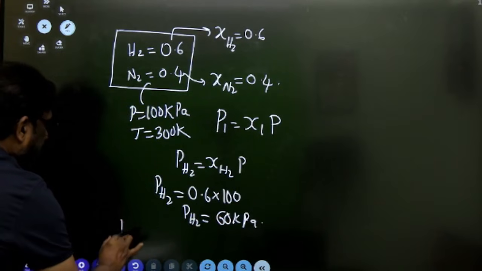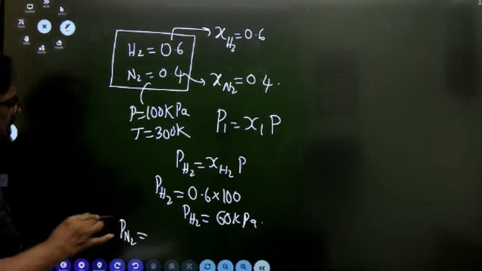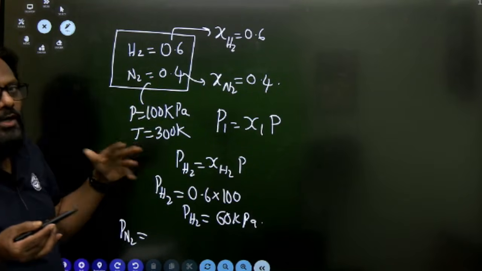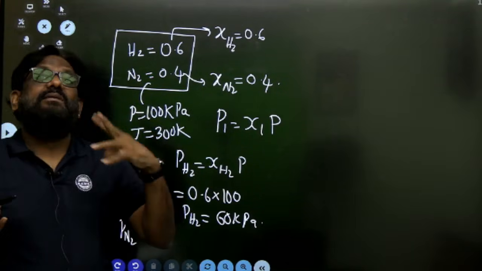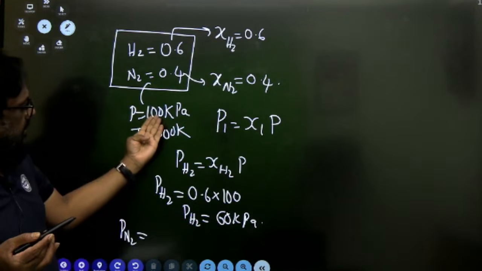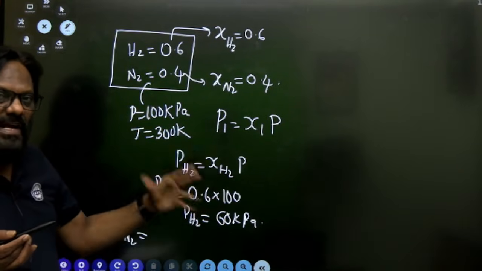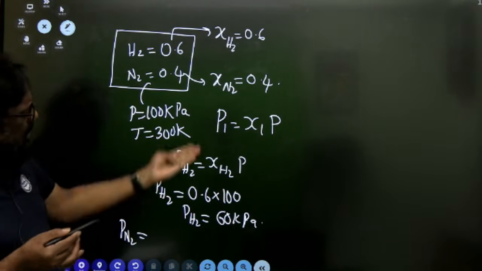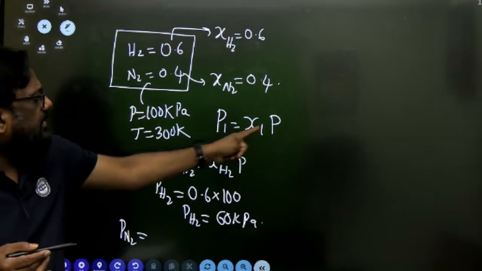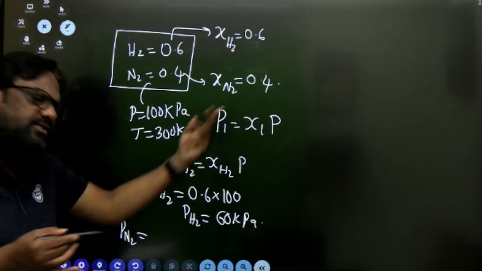Absolutely fine. Similarly, the partial pressure of nitrogen will be equal to, very simple, according to Dalton's law of partial pressure, total pressure is the sum of the partial pressures. Total is already 100, hydrogen is 60, so nitrogen will be 100 minus 60, or you can also write P2 is equal to X2P. So X2 is 0.4, 0.4 into 100 is 40.